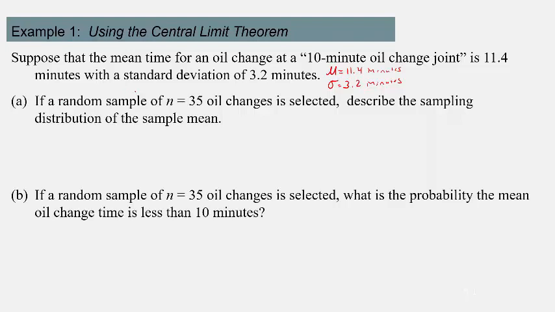The first part says, if a random sample of size n equal to 35 oil changes is selected, describe the sampling distribution of the sample mean. So we're going to sample 35 oil changes and compute the sample mean from it. Recall that the central limit theorem said as long as the sample size is greater than or equal to 30, the sampling distribution of the sample mean will be normally distributed. So let me help put this in writing here.